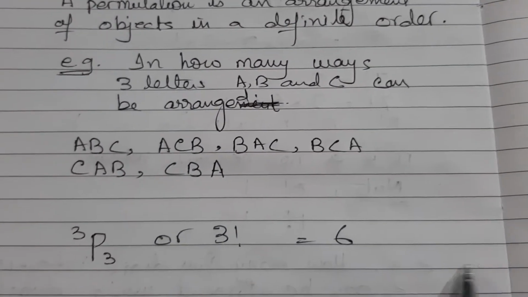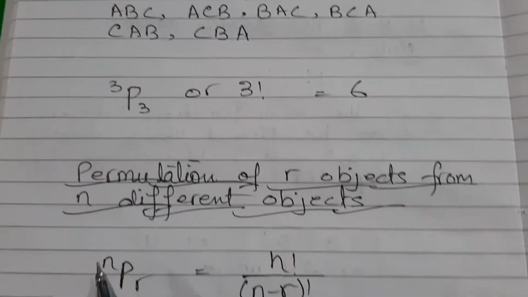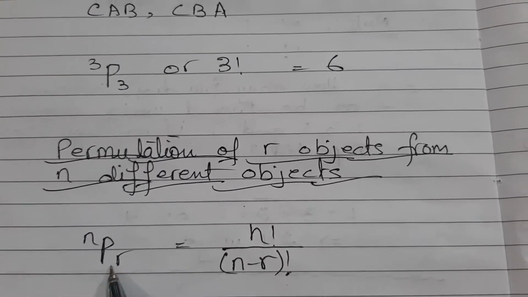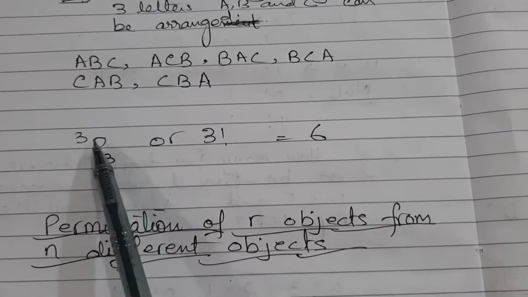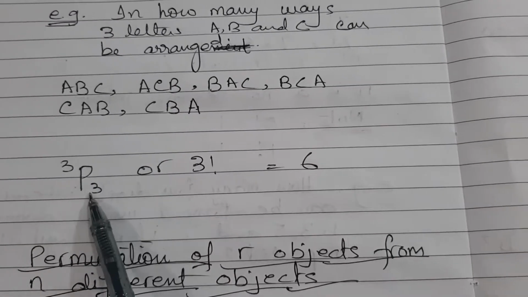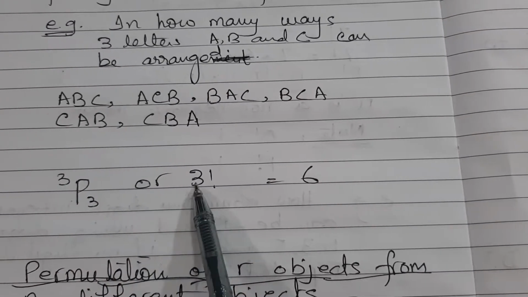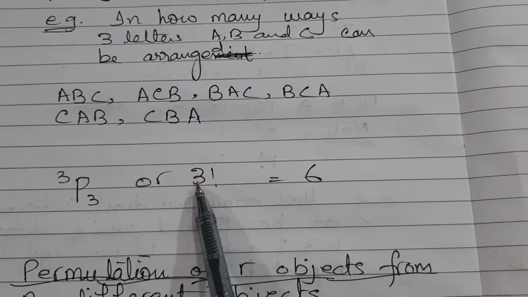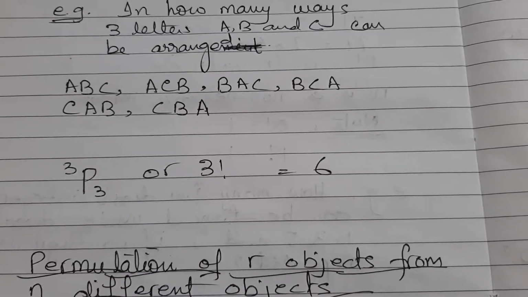Now in your calculator you will see this button, which is written like this basically. Now what does this mean? Here I have written 3P3. It means out of 3 I have to select 3. So when it is 3P3 we can write it as 3 factorial. I'll explain why this can be written like this.